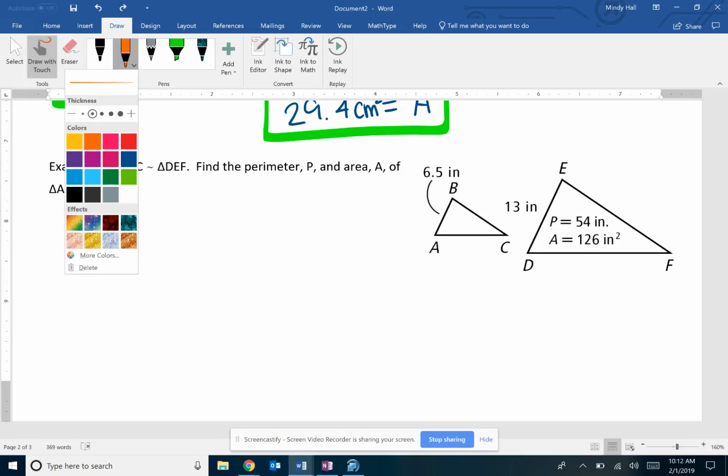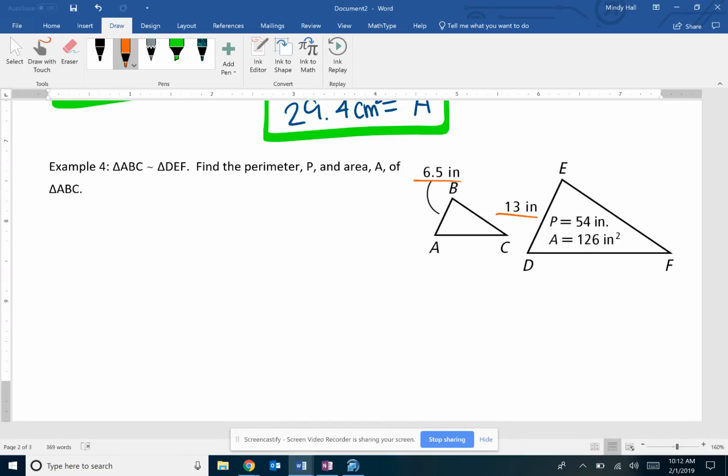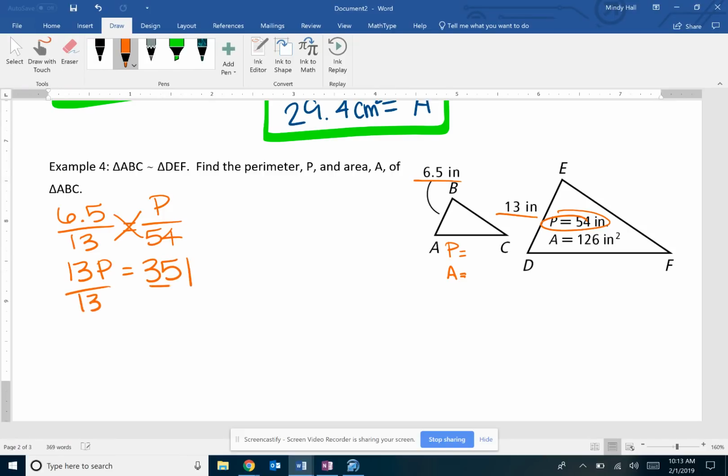So again, for perimeter, you're just going to use your side lengths to help you set up that similarity ratio. So we have 6.5 over 13 equals, again, we don't know our perimeter for our little one, and we don't know the area for the little one. So because I don't know the perimeter, I'm just going to put a P over my perimeter of 54. So then I'm going to cross multiply. You get 13P equals 351. And then when you divide by 13, you get that P equals 27 inches.